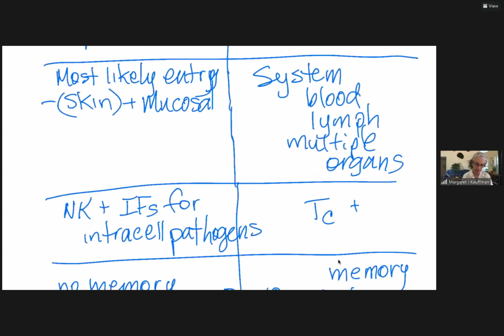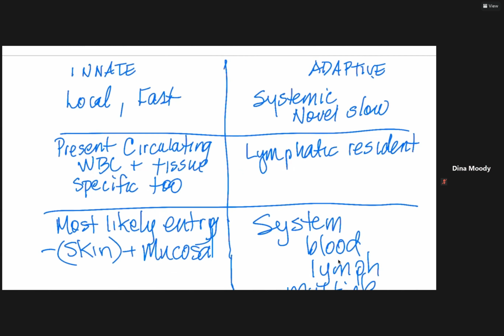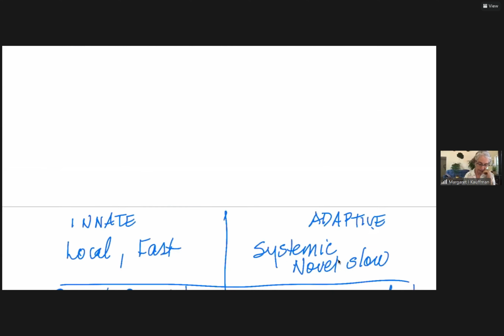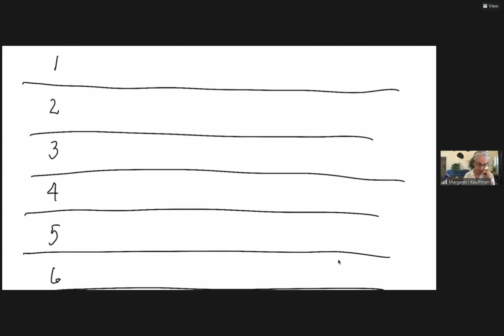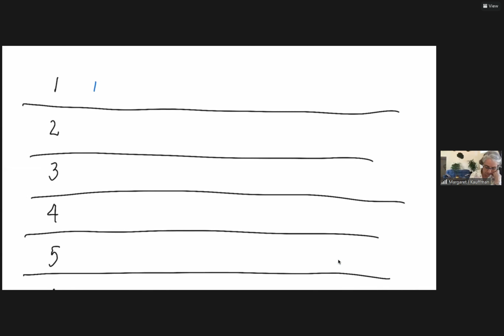Okay, so some of it's me organizing it, and when I ran to the table here, let's see if from that we can come up with 8 things just to help people fill this out. So one of the things was speed of their action, at least to a novel pathogen. Well, even if it's not novel, innate is faster.